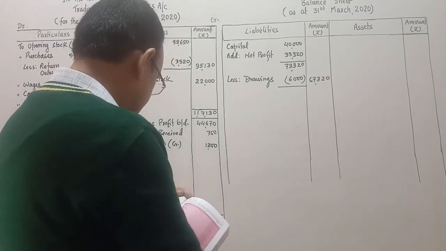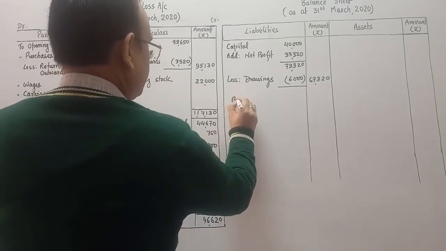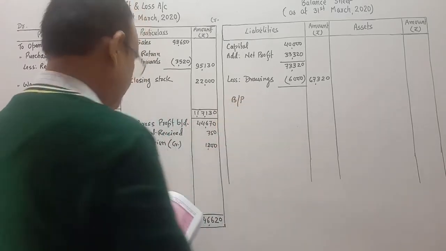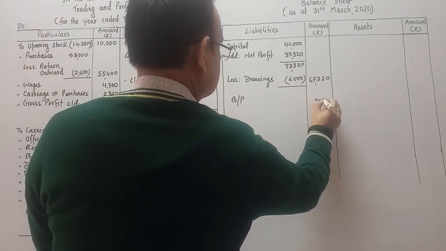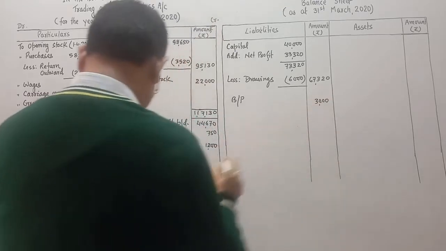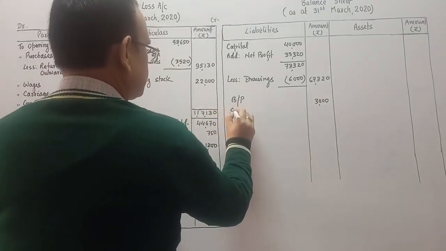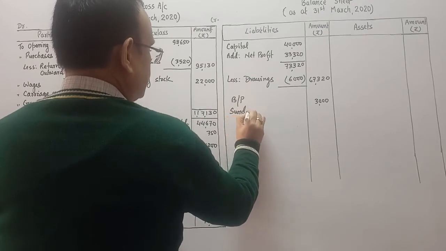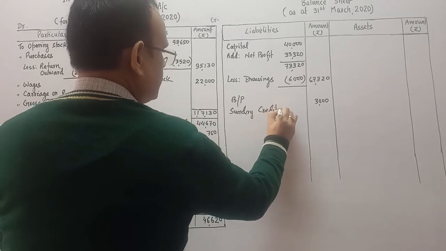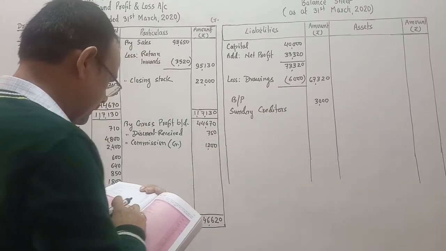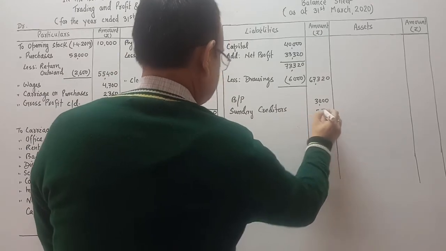Now coming to the credit side, bills payable is given. It's a liability, a current liability, 3,000. After bills payable, sundry creditors is given. Look at the credit side of the trial balance. Sundry creditors is 5,600.